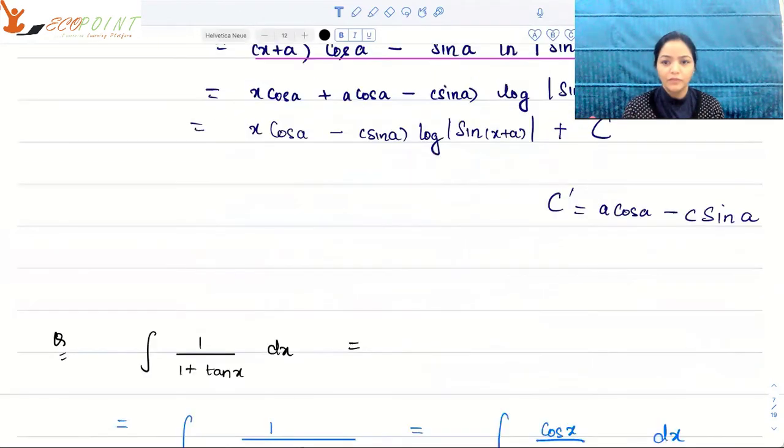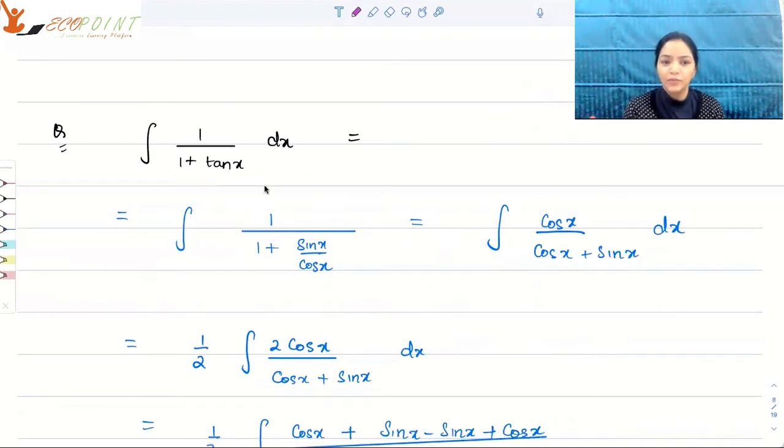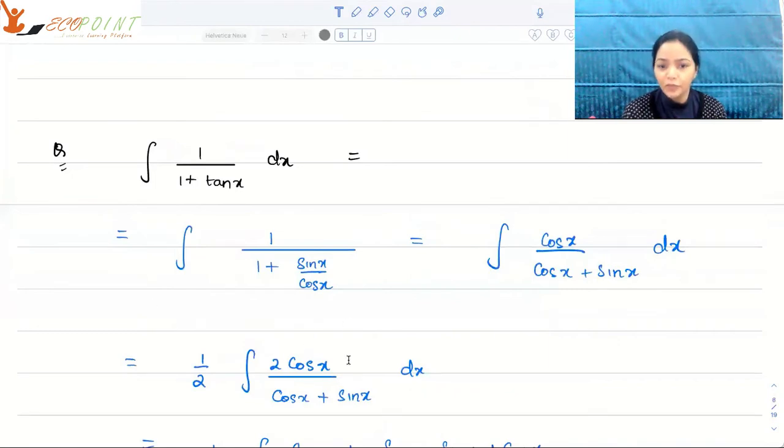Next question. 1 upon 1 plus tan x dx. What you can do is convert this to cos and sine. So tan x could be written as sine x upon cos x, and then take the LCM. Once you've done that, it depends what you want to use. There could be different ways of using trigonometric identities. What I've done here is I've multiplied and divided by 2. So I have 2 cos x in the numerator, cos x plus sine x in the denominator.